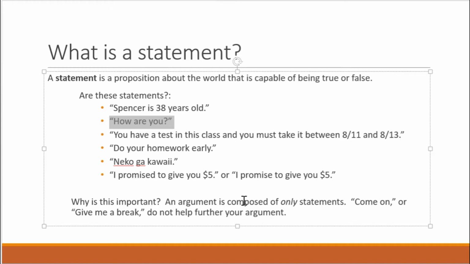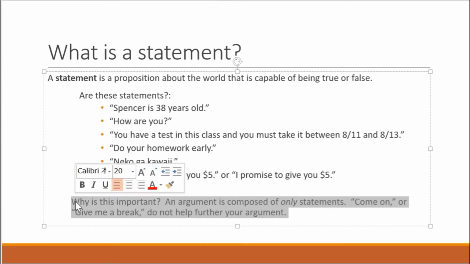I'm going to come back to these, but I want to tell you right now, why is this important? Why are we even talking about statements? Why is it important to know what is and is not a statement? It's because arguments are composed of only statements. Arguments go from proposition to proposition, from proposition to conclusion. They only operate on statements.